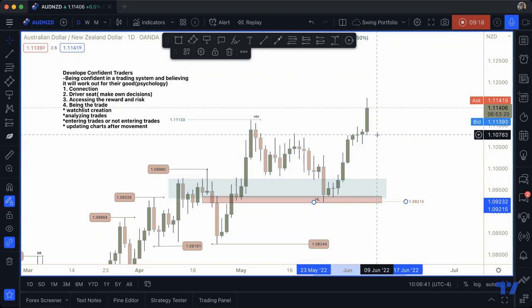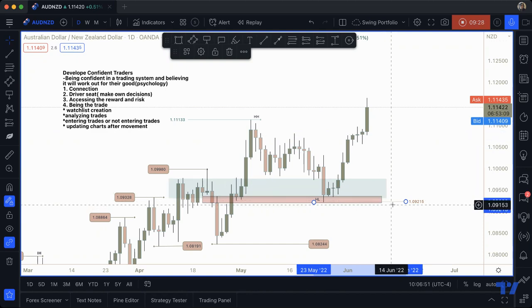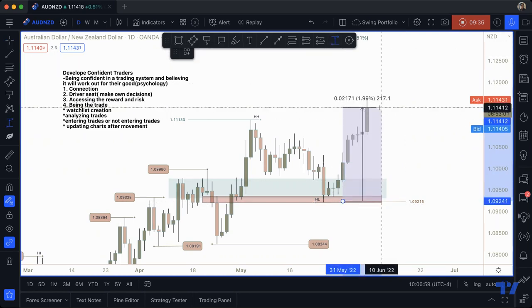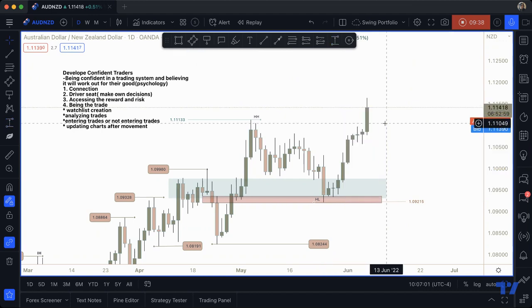What does this mean? It just basically means that AUD New Zealand dollar, the Australian dollar, New Zealand dollar, the price of one Australian dollar is still increasing. It just went from $1.09 to $1.11. That's over 2 cents increase. If we really look at it, that's over 200 pip increase.